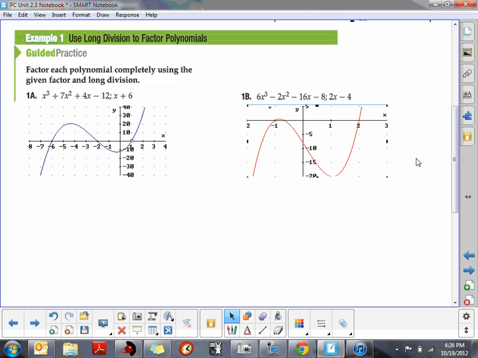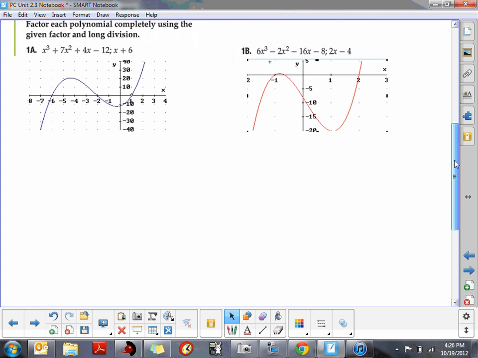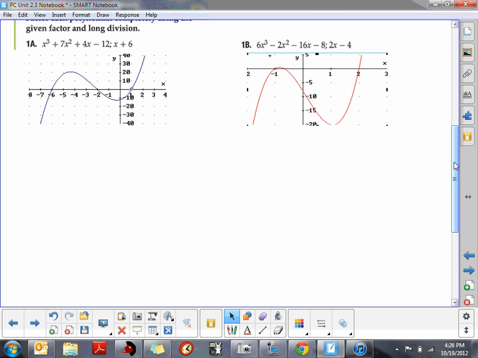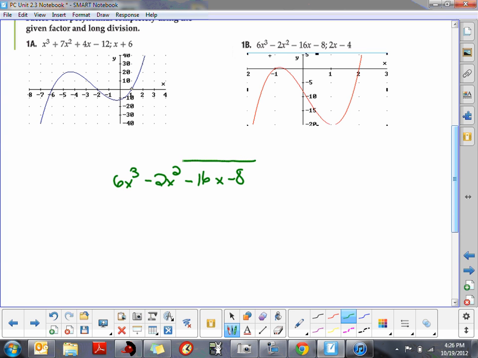We start off with a cubic function. So again, a cubic function should be S-shaped. So there's our S-shaped graph. It goes from low to high. What we want to do is we want to take the 6x cubed minus 2x squared minus 16x minus 8, and we want to divide it by using long division by 2x minus 4.